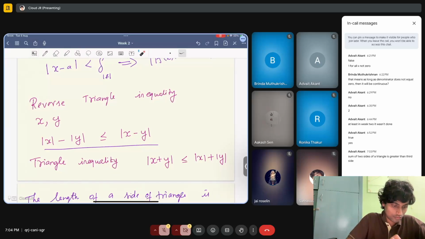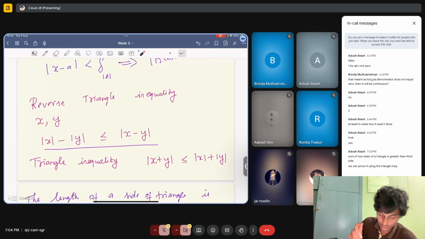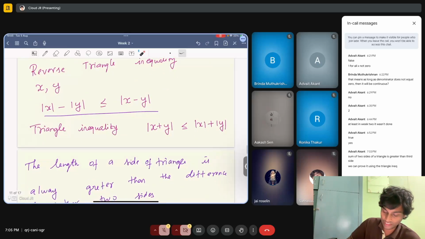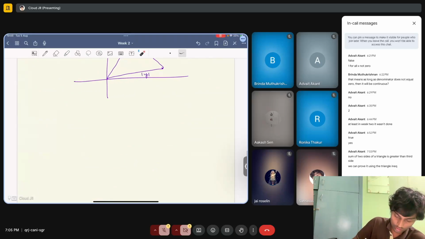But just give me 1 minute. So there is another comment. I will just check. Can you prove it using triangle inequality? Yeah, of course. If you have the triangle inequality, you can prove this. You just have to do a little bit of modification and you will get it. You are right, actually, we can try to use triangle inequality and prove it. But I haven't prepared for this, so I have to try to prove it.